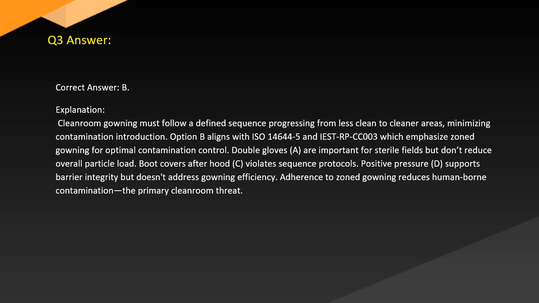Double gloves are important for sterile fields but don't reduce overall particle load. Boot covers after the hood, option C, violate sequence protocols. Positive pressure, option D, supports barrier integrity but doesn't address gowning efficiency. Adherence to zoned gowning reduces human-borne contamination, the primary cleanroom threat.